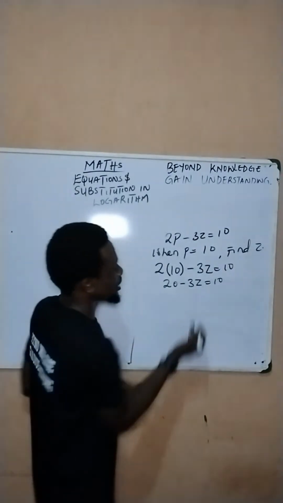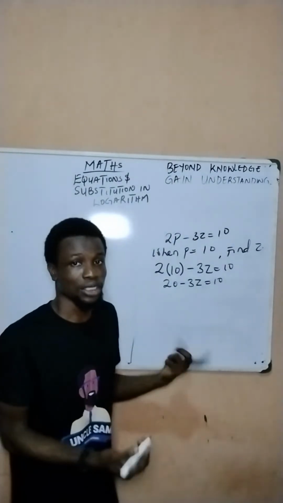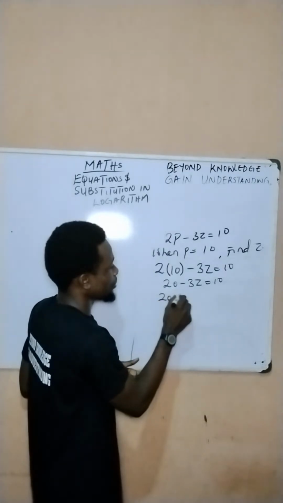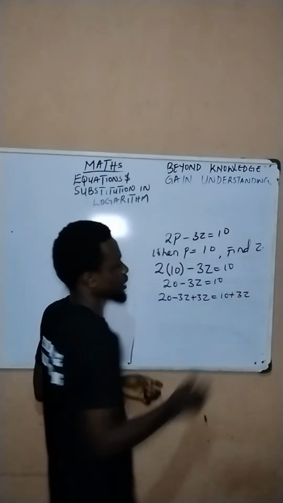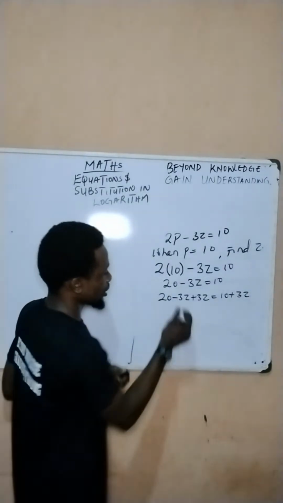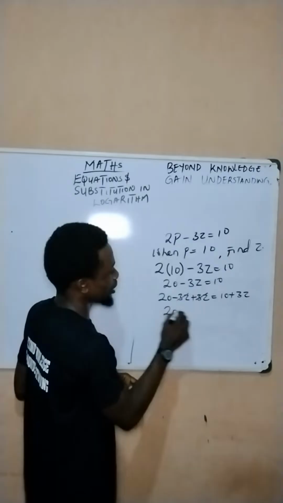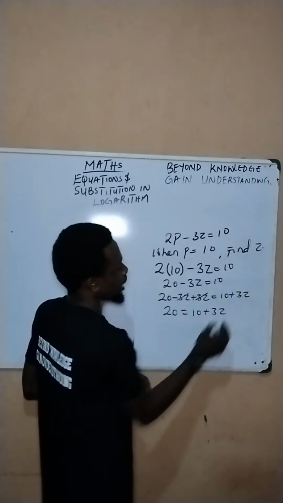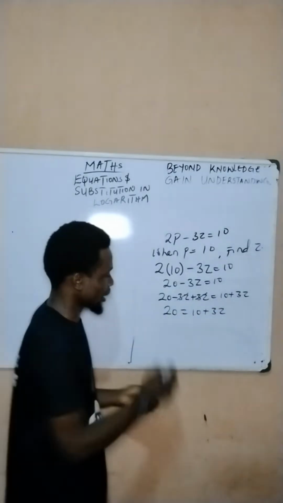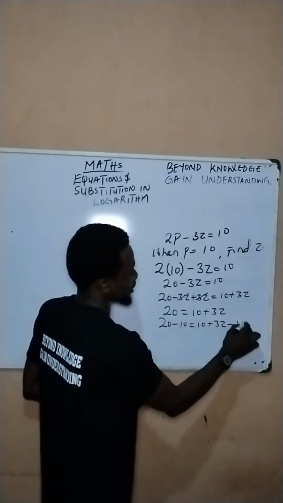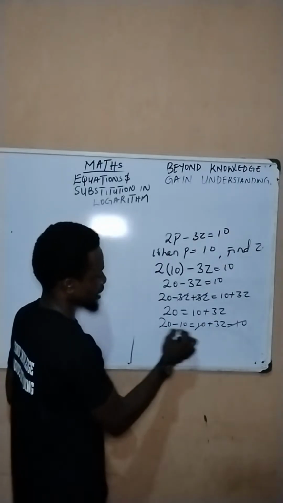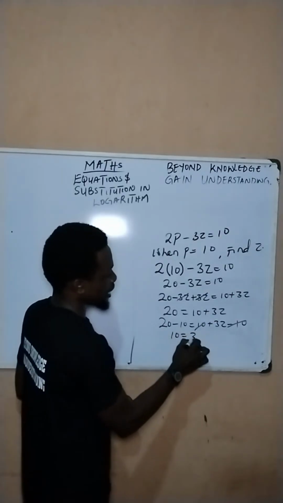So we can decide to add 3z to both sides. It becomes 20 minus 3z plus 3z equals 10 plus 3z. If we do that, this cancels out. It becomes 20 equals 10 plus 3z. And we can decide to subtract what? 10 from both sides. It becomes 20 minus 10 equals 10 plus 3z minus 10. This clears up, and 20 minus 10 gives you 10 equals 3z.